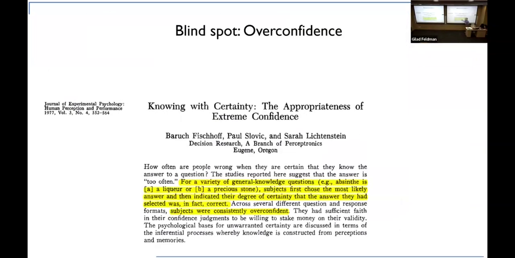I'll just say that one of the replications that we've done is a replication of a classic article from the 1970s by Baruch Fischhoff. He was one of the first people who identified the problem of not being calibrated, having overconfidence regarding what you think you know about the world. For a variety of general knowledge questions, very much like your own, subjects first chose the most likely answer and then indicated the degree of certainty that the answers they had selected were in fact correct. So he did something very similar to what you did over here. He gave this to people, and he showed that people tend to be overconfident.